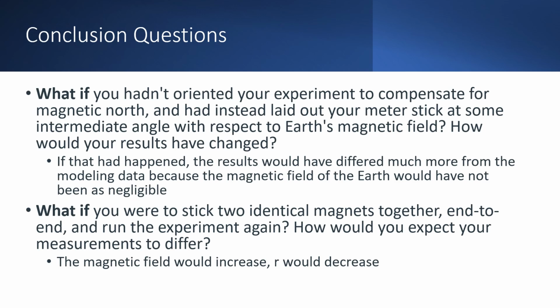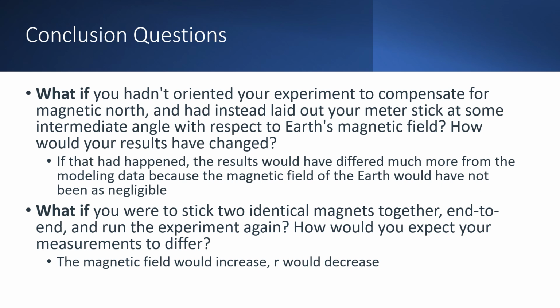A couple conclusion questions to consider are first, what if you had oriented your experiment to compensate for magnetic north and had instead laid out your meter stick at some intermediate angle with respect to Earth's magnetic field? How would your results have changed? If that had happened, the results would have differed much more because the magnetic field of the Earth would not have been as negligible as before. We would have been able to see this more so because we would have had a greater difference between the modeled data versus the experimental data.